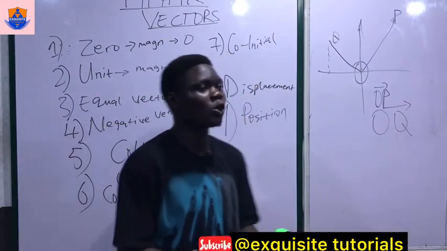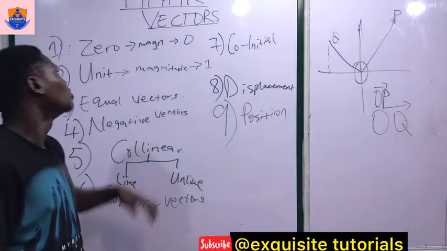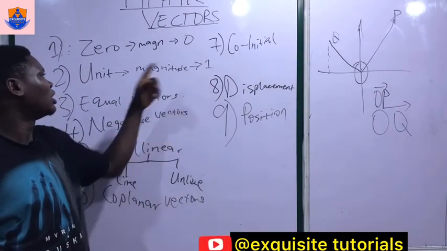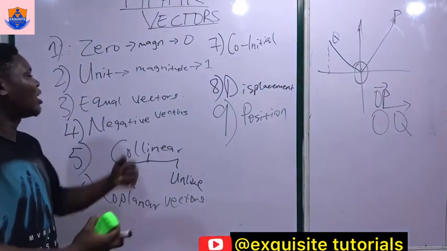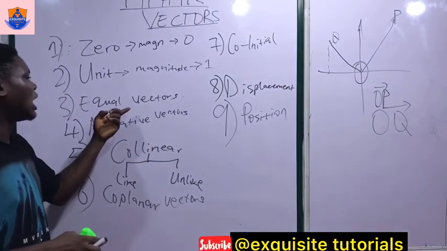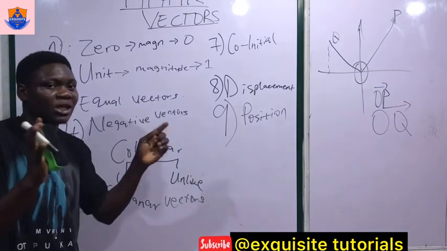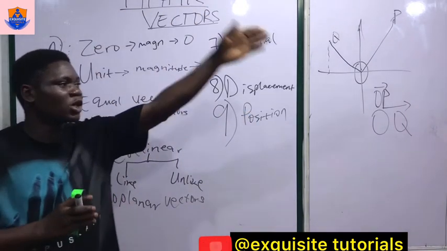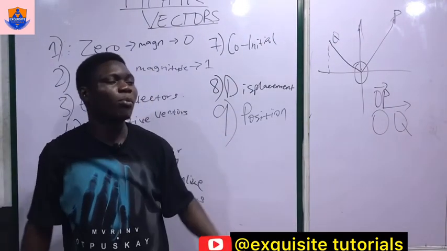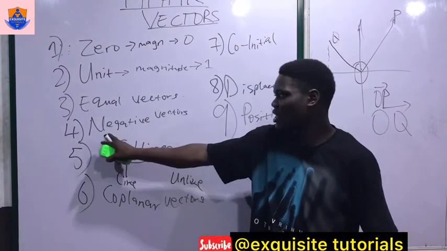So just so you recall, when vectors have their magnitude to be 0, they are called 0 vectors. When the magnitude of a vector is 1, they are called unit vector. When they have the same size and the same direction, they are equal vectors. When they have opposite direction, not just different direction, they must be opposite. If one is going towards this side, the other must be going towards the other side. But one thing is that they must have the same magnitude. They are called negative vectors.